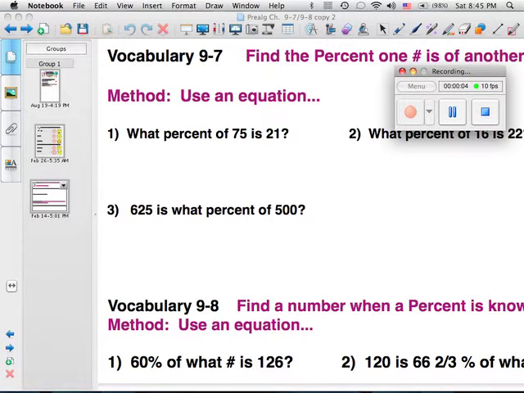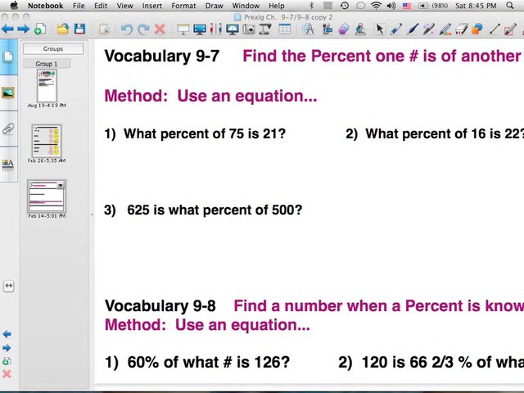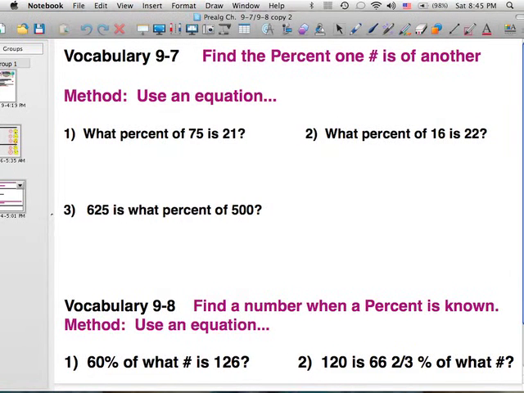We're on chapter 9, sections 7 and 8. We're going to be solving two other types of percent word problems. 9-7 deals with finding the percent one number is of another. And again, we're going to use an equation to do that.